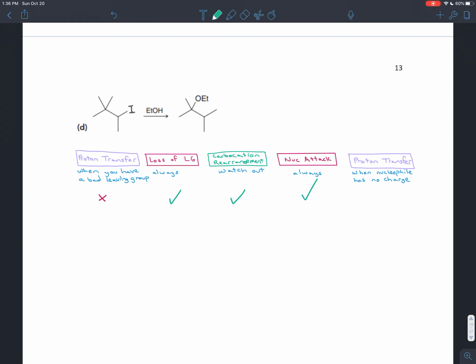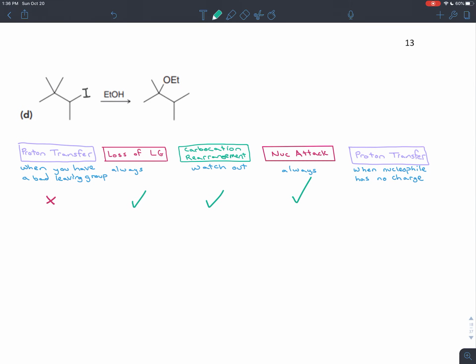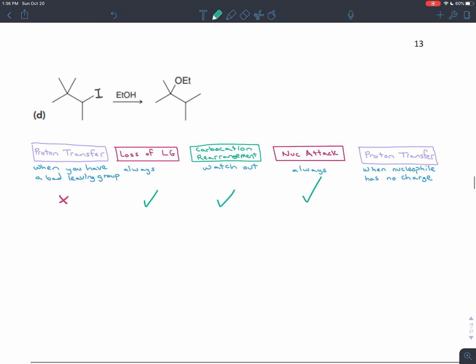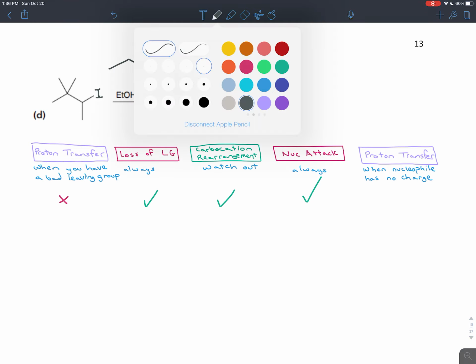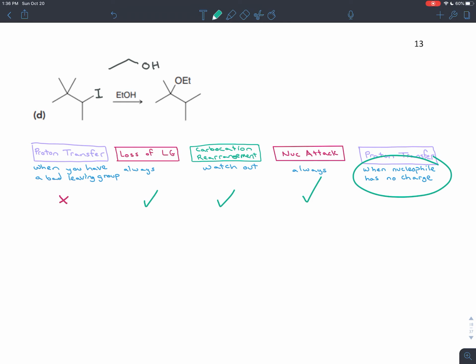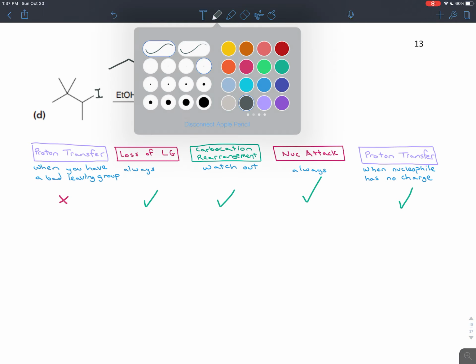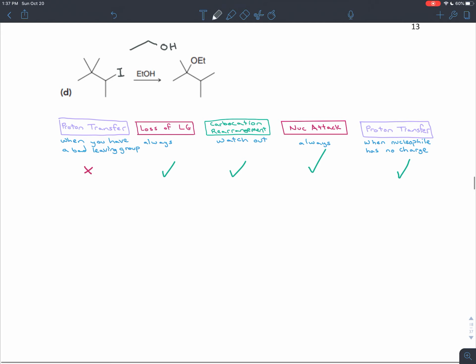Okay, nucleophilic attack you always have. It's the bread and butter of a substitution reaction. And then proton transfer, we'll only have the proton transfer at the end if the nucleophile has no full charge. This Et here is standing for an ethyl group, so CH3CH2 and then OH. So that's ethanol. EtOH is drinking alcohol. Notice that this is completely covalent. There's no full negative charge there. And if the nucleophile has no full negative charge, you will have a proton transfer at the end of the reaction. So these are the steps we have to consider.